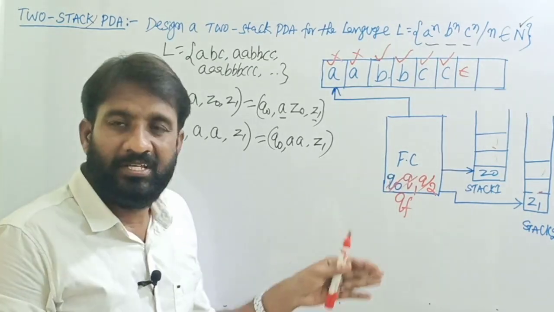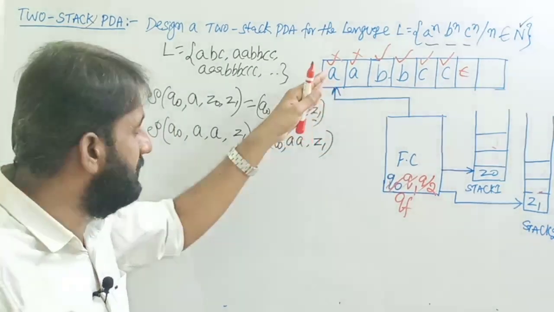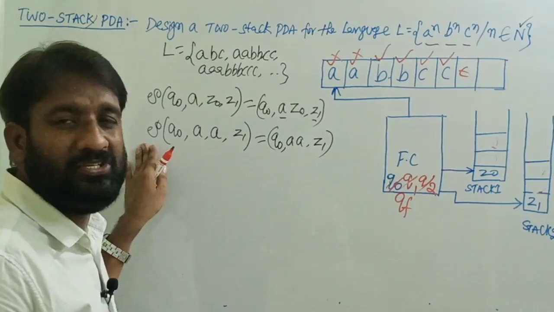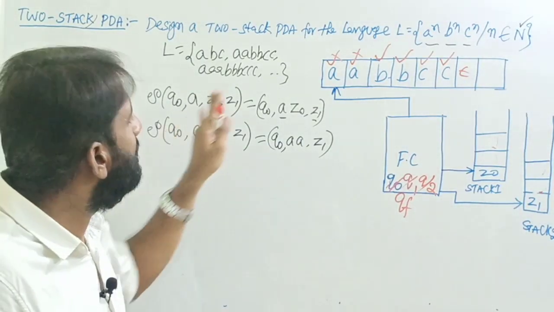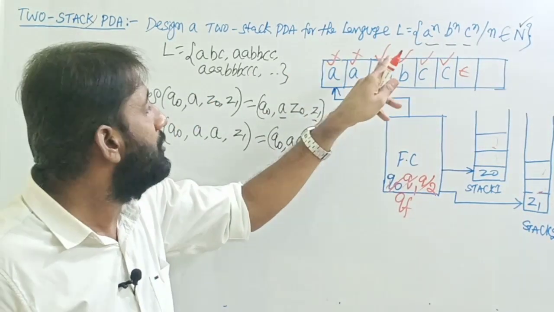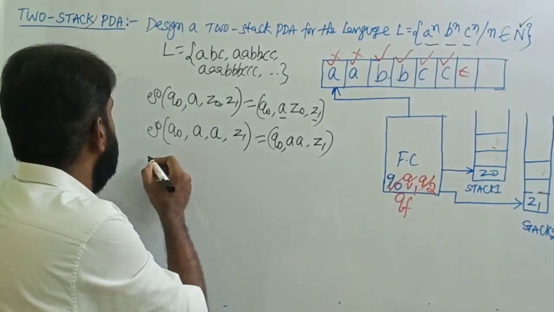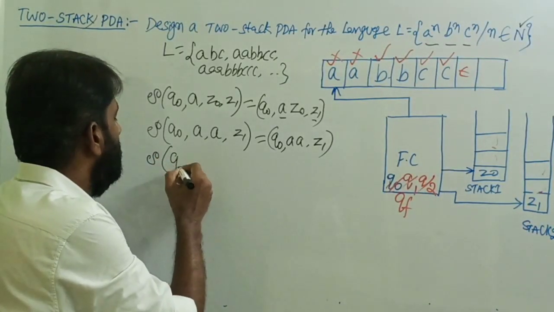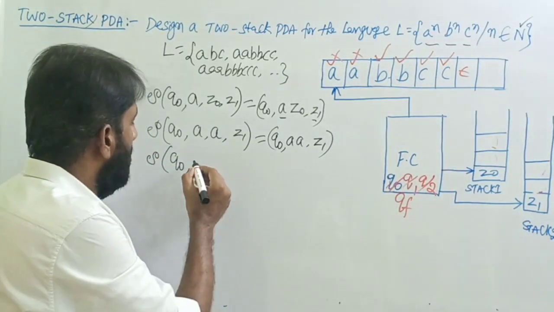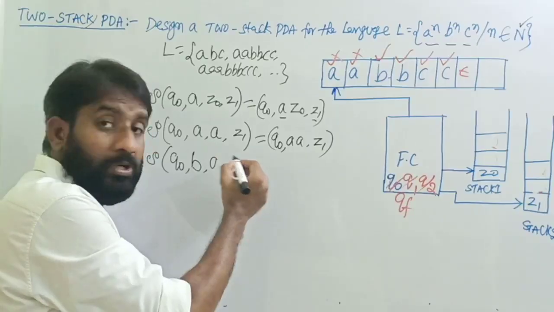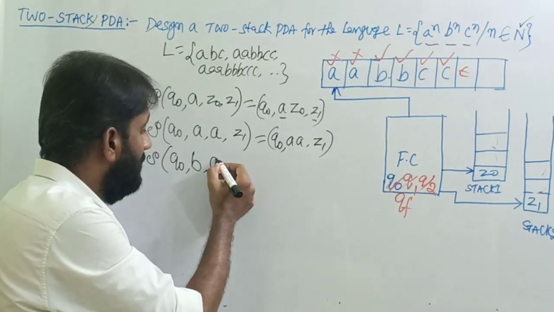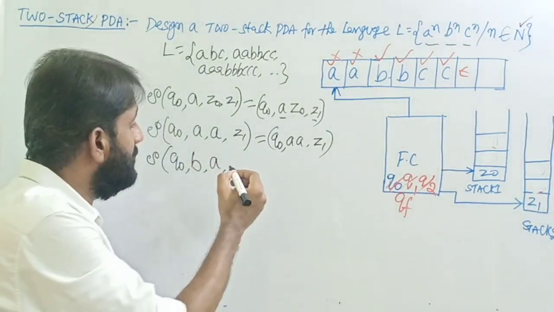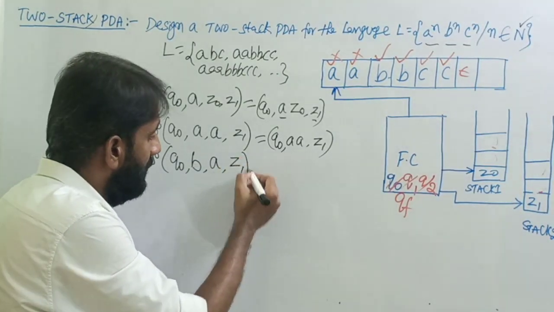Let's assume that all A's are exhausted. Otherwise, if any A's are there, we can read all A's on the same transition. You need not write different transitions. Let's assume that all A's are exhausted. Now B's are started. Then transition of Q0, input symbol is B. What is top of the stack 1? It is A. Then stack 2 is Z1.